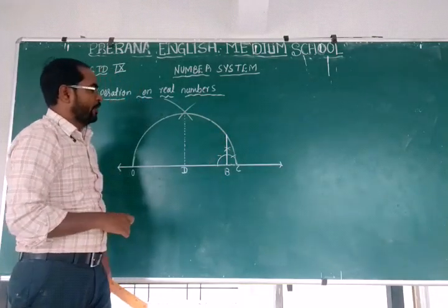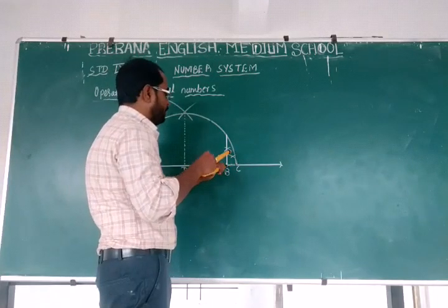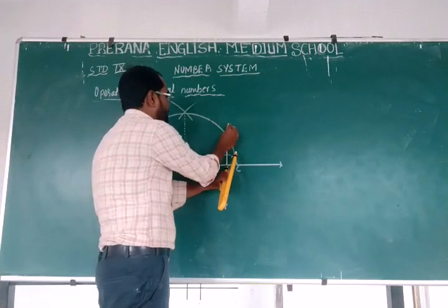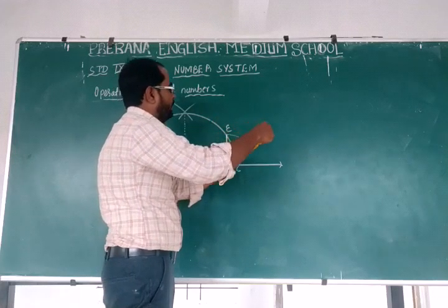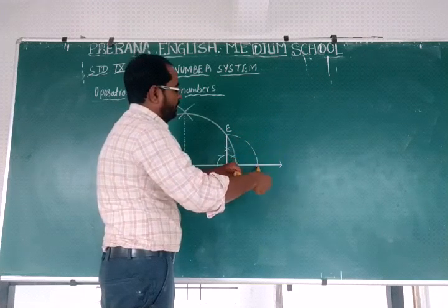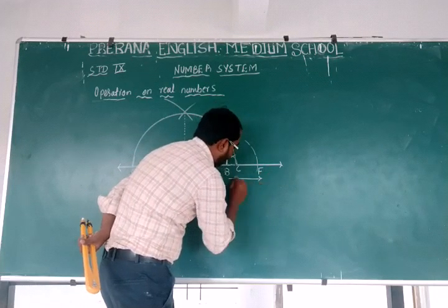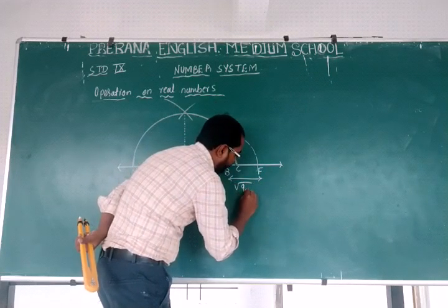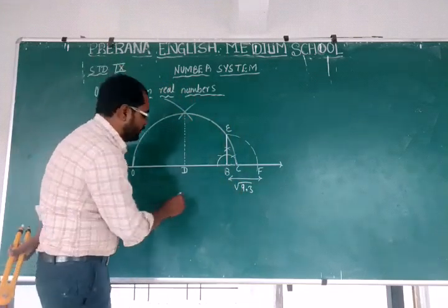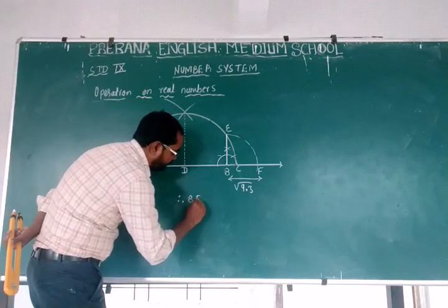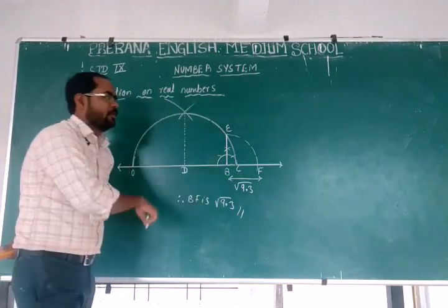When you draw a perpendicular from B, draw an arc. Where it has touched from B, we call it E. From BE, draw an arc. Where it touches, you call it F, which is this BF will be square root of 9.3. Therefore, BF is square root of 9.3. This is how you draw.